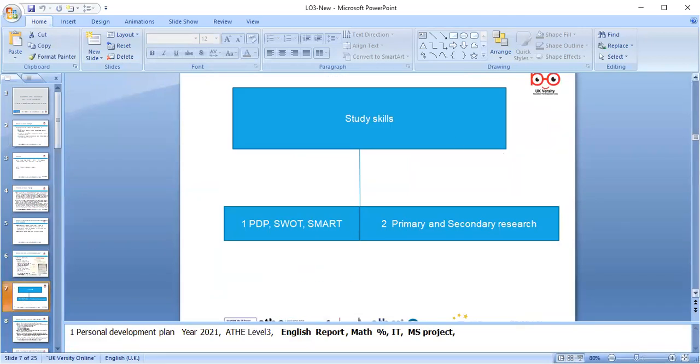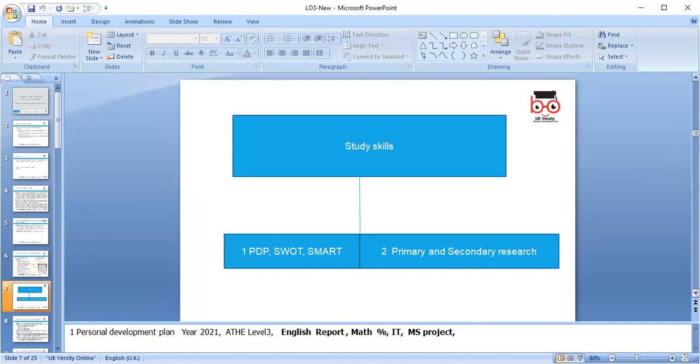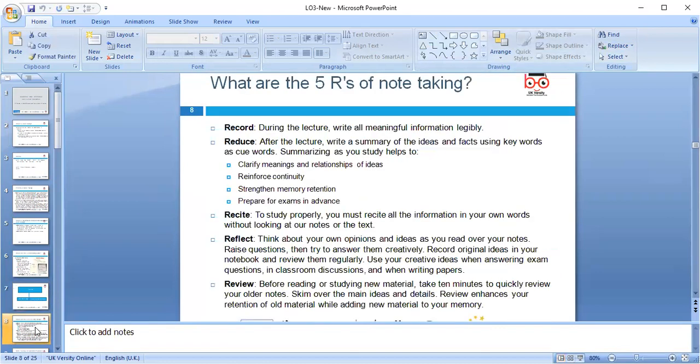When taking notes in study skills, you can prepare around your PDP, SWOT, SMART. These are the keywords, along with the primary and secondary research we discussed in the previous lesson. Underneath, you can explain the key terminology. You can make little mind maps as well. It is always good to reflect.